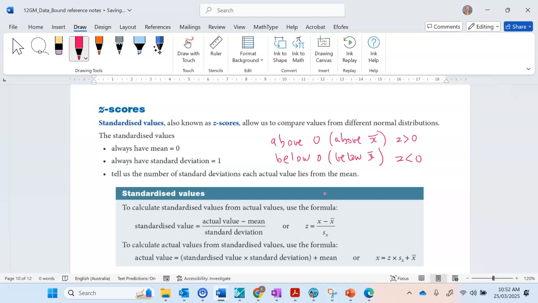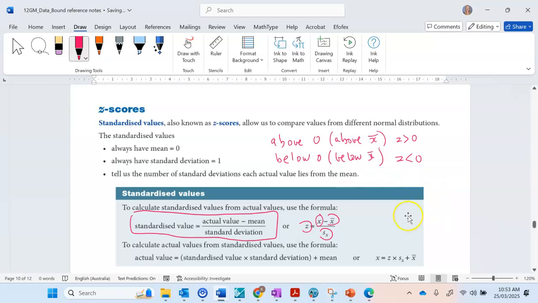Now to calculate the z-score, we just use this formula here. So there it is in Word. The standardized value, which we use the symbol z, equals the actual value, which is x, minus your mean, which we call x bar, over your standard deviation, Sx. So you can use that formula to calculate your z-score, and you can rearrange it.